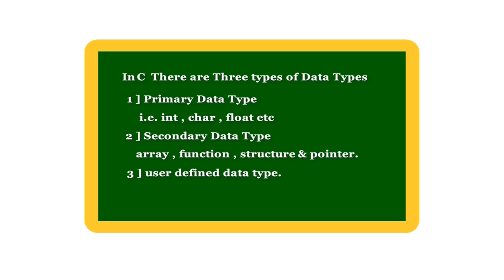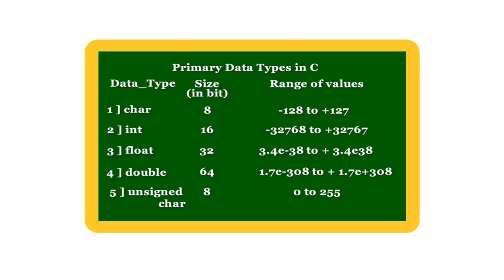So let's see the primary data types supported in C. Here you can see these are the primary data types which are supported, such as char. The char has a size of 8 bits, and its range is -128 to +127. That means we can store values in the character variable in these ranges. You cannot store values beyond these ranges. The int has a size of 16 bits or 2 bytes, and the character is 1 byte.